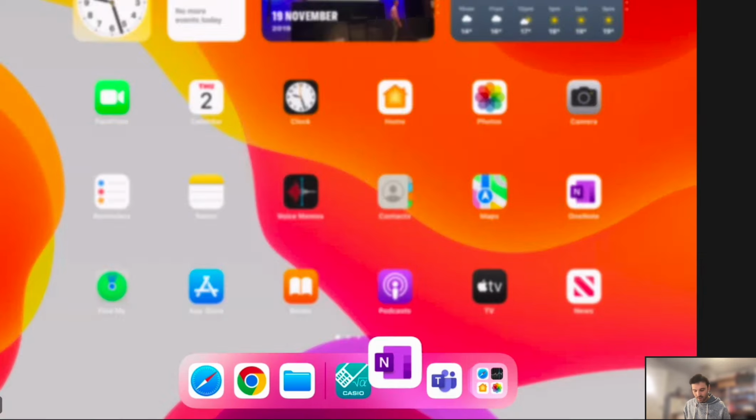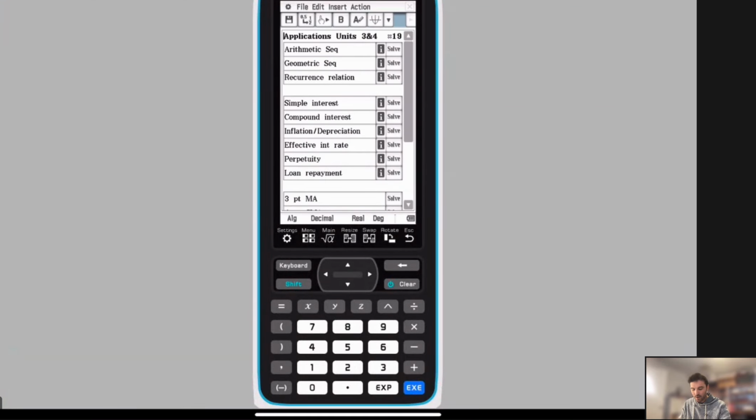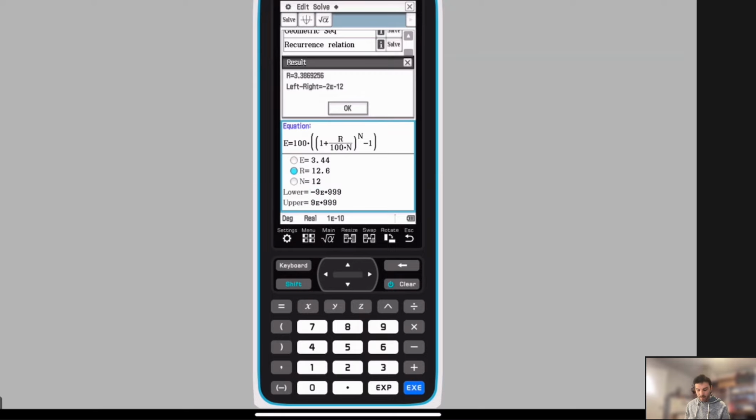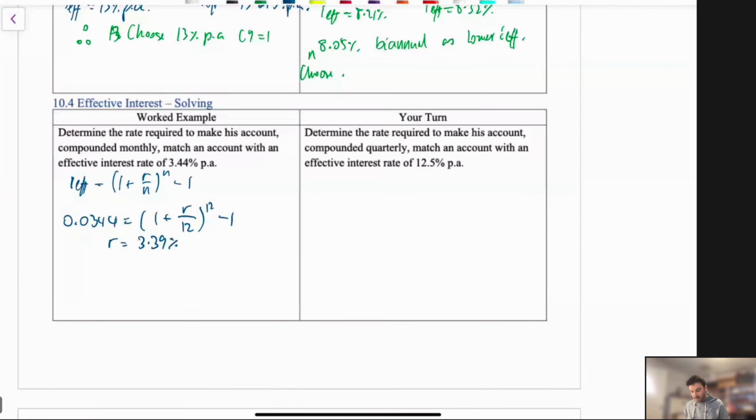So we can actually just use our ClassPad app again, and we can solve. So you go into effective interest, solve, and then we need an effective interest of 3.44%. We know it's going to be 12. And to solve for R, we simply move that blue circle down and click solve. Out pops 3.39. Now you can see the difference in time there. I can just go straight to that answer.